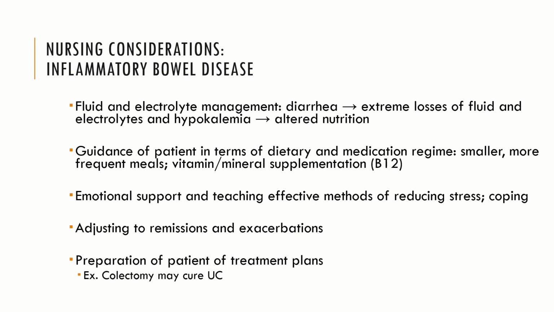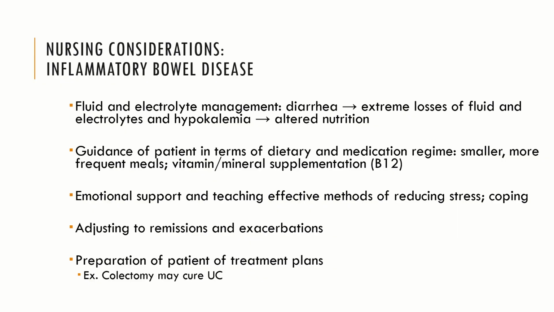So again, educating on smaller, more frequent meals, vitamin supplementation, especially B12 if they are taking the corticosteroids, and emotional support, given going to the bathroom, having diarrhea multiple times an hour. We need to be emotionally supporting these types of patients, teaching methods of reducing stress. If stress is triggering this to occur or a flare-up, we need to teach them how to better cope. Adjusting to remissions and exacerbations: it might be frustrating to be in remission and then have an exacerbation again, or maybe it's not a good time to be exacerbating again. Just dealing with that goes along with coping.